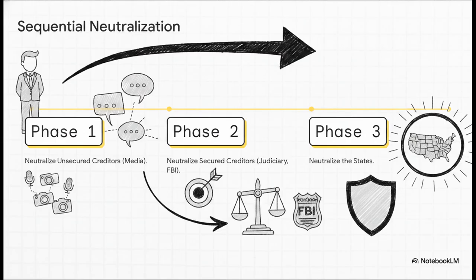It predicts that an executive will first target unsecured creditors, meaning the media and the press, before systematically moving on to much harder targets, the secured creditors, like the judiciary, the FBI, and eventually all the way down to state-level powers. It provides a very distinct vector of attack.